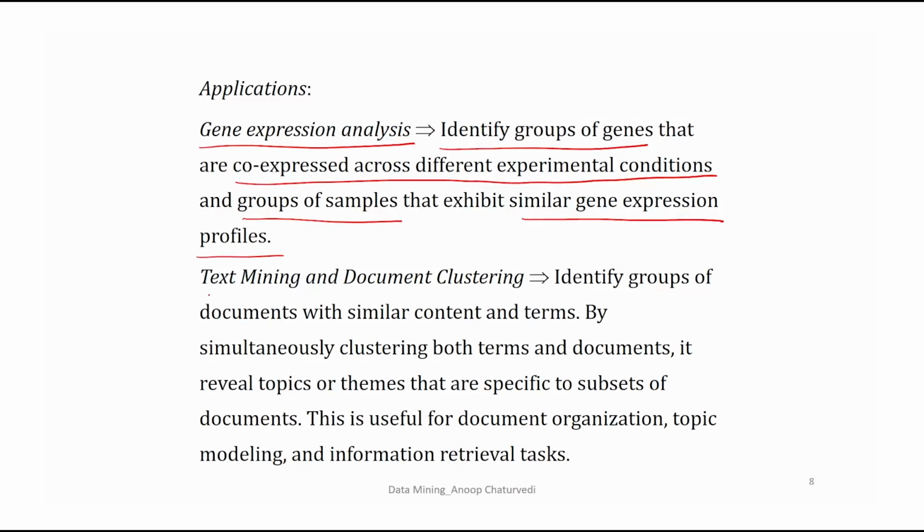Text mining and document clustering. Identify groups of documents with similar content and terms, and then by simultaneously clustering both terms and documents, it reveals topics or themes that are specific to subsets of documents. So, basically, you have information on content and terms, and then you want to identify the groups of documents which are similar in both content and terms.